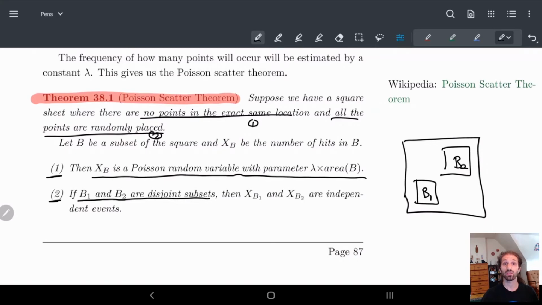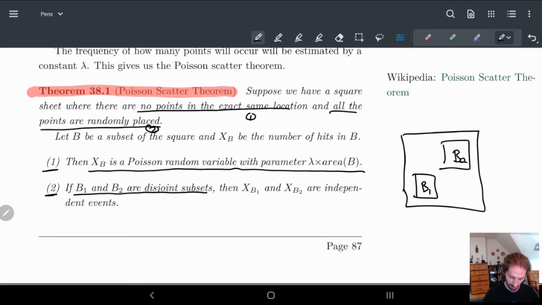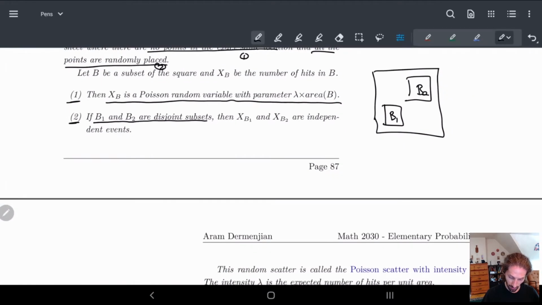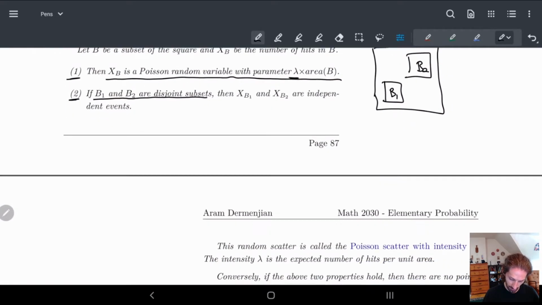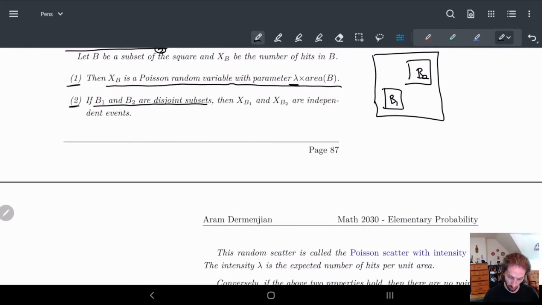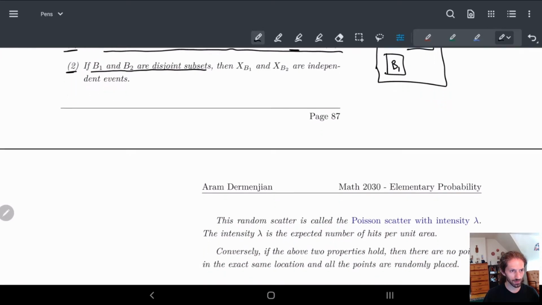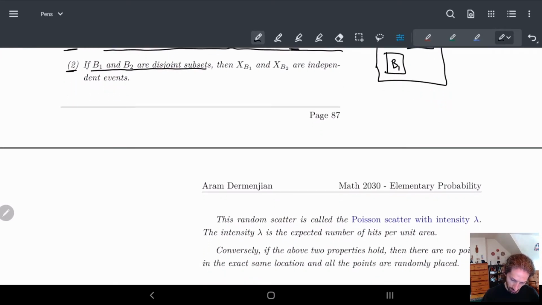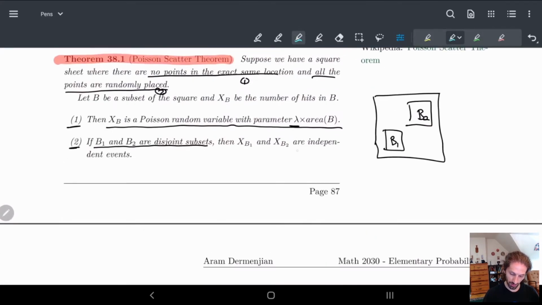Now, the cool thing is that this random scatter, coming from this lambda, because we haven't really defined it, is actually called the Poisson scatter with intensity lambda, right? And this lambda is really coming from the number of hits in an area.